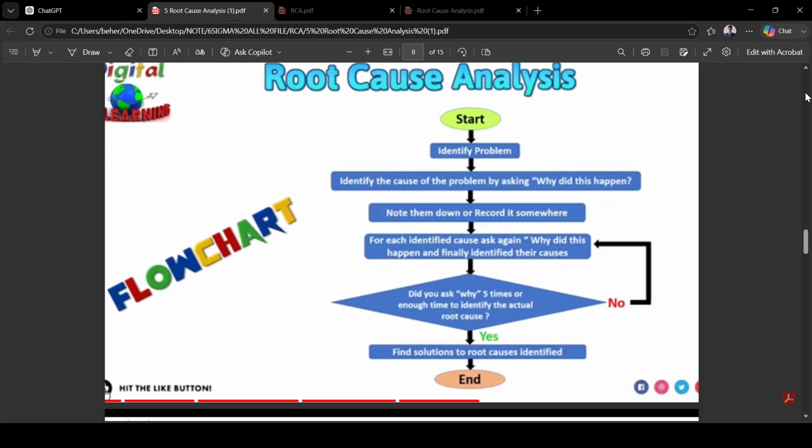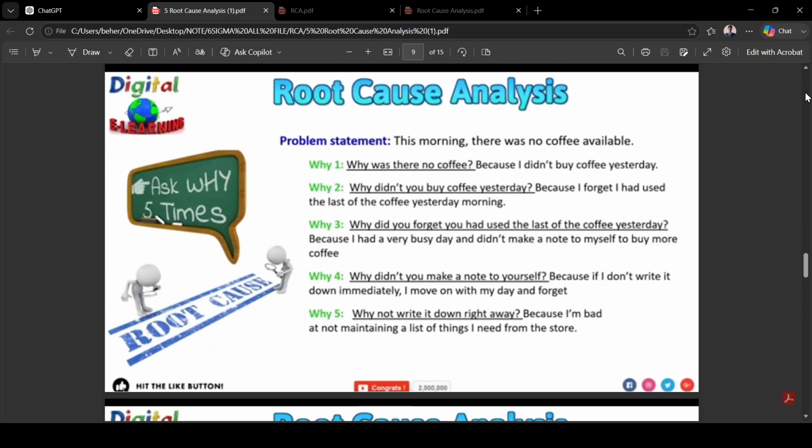We start by identifying the problem. Identify the cause of the problem by asking why did this happen, and note it down and record it somewhere. For each identified cause, ask again why did this happen. Finally, identify the causes. Did you ask why five times, or enough times, to identify the actual root cause? If yes, find a solution to the root cause.